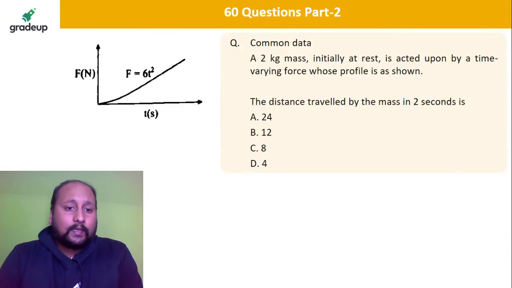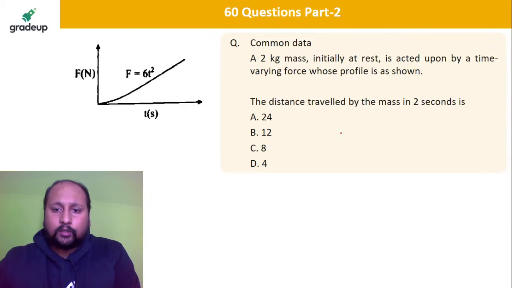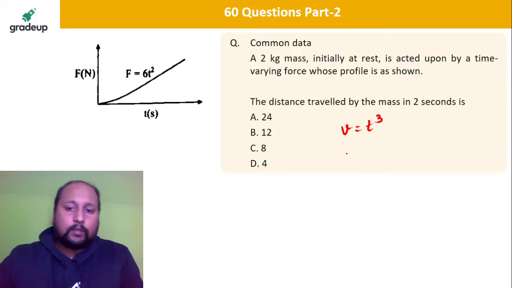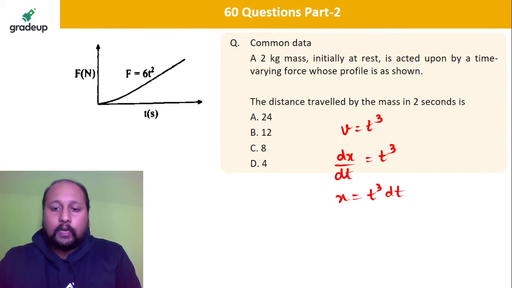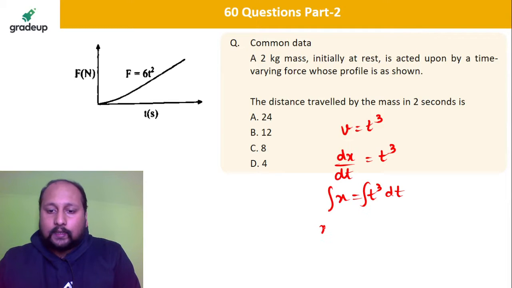What is the distance traveled? So again, velocity was equal to t cube. You have to calculate distance. So dx by dt is equal to t cube, so x is the integral of t cube into dt. Integrate both sides. x is equal to t^4 by 4.